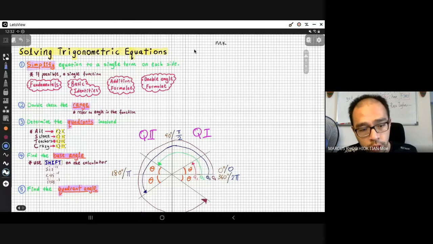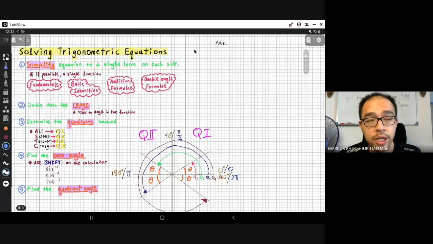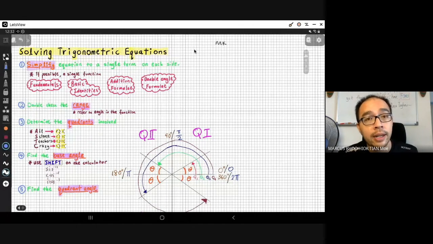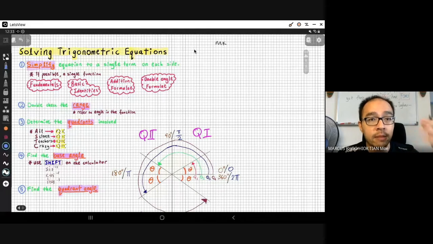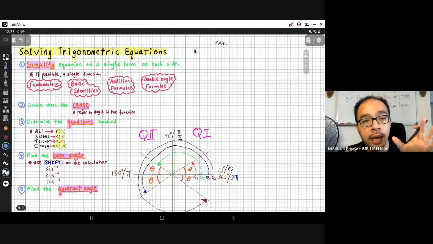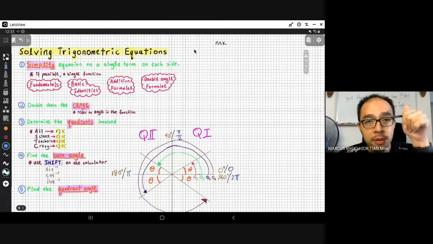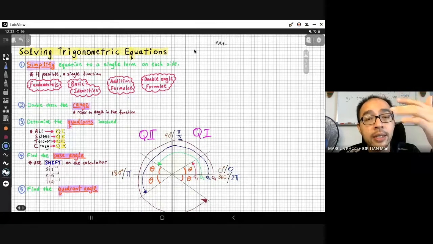So previously we've been looking at solving trigonometric equations, and I gave you a 5-step process that I think is very important for you to know. But actually we've only covered the first 4, which is step 2, step 3, step 4, step 5, because most of the equations we've done so far are simple equations. The most important thing is we always double check the range. Then we determine the quadrants involved, find the base angle, and then use the base angle to find the angle in the correct quadrant. But anyway, the steps are there.